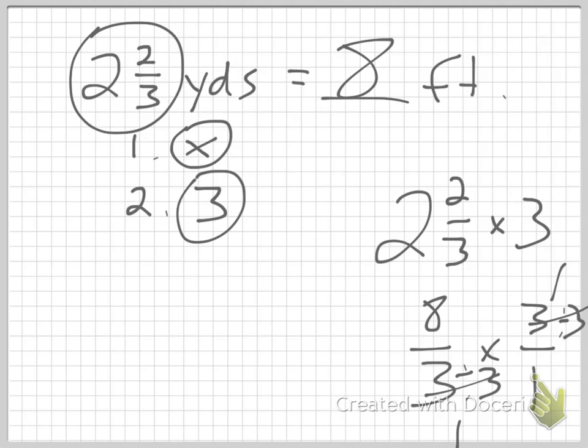Again, most of you probably could have done that in your head. I understand. But sometimes the numbers are so big that you can't do it in your head, and you need to know how to set it up and how to do it. Agree?